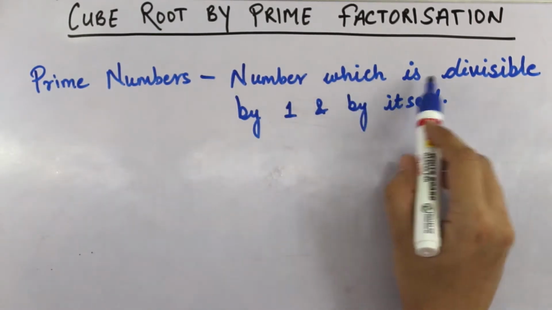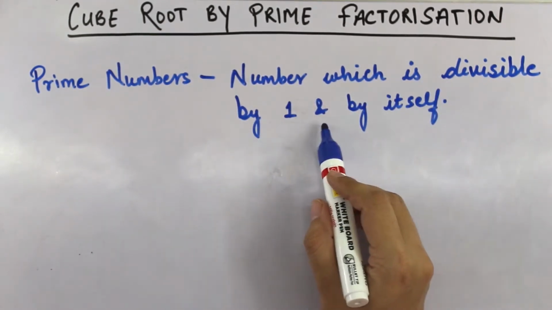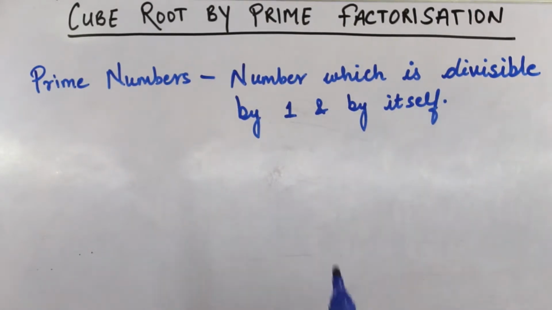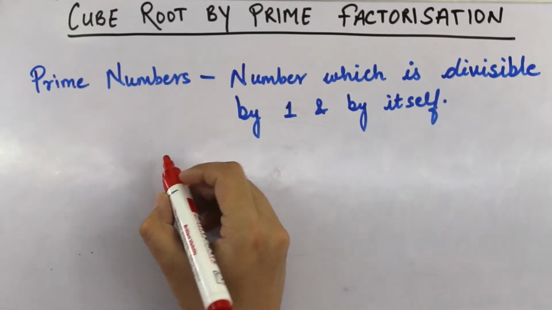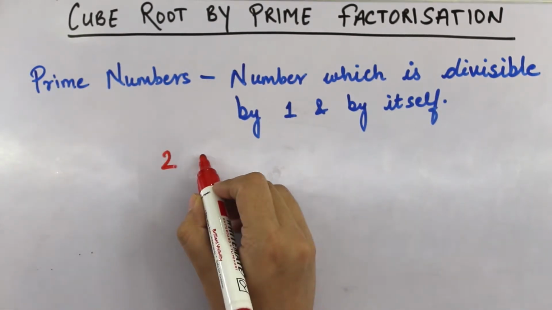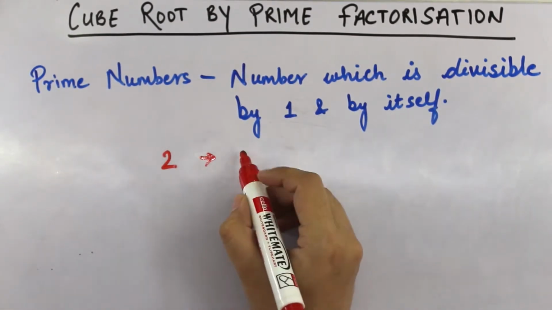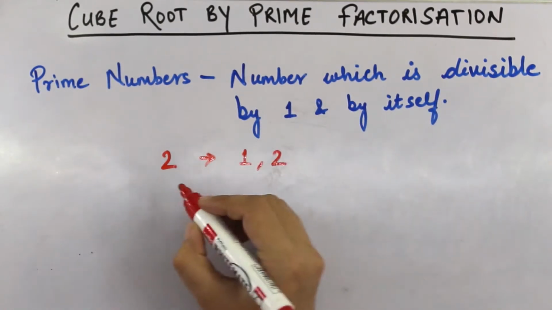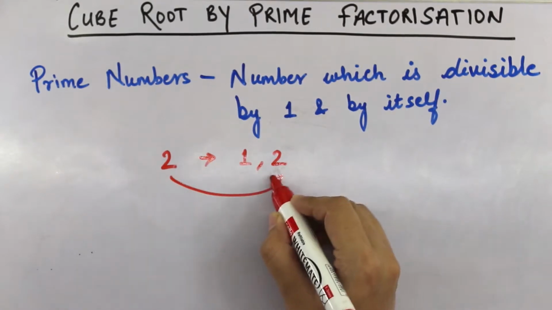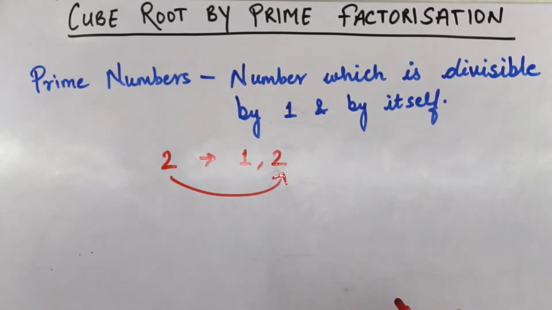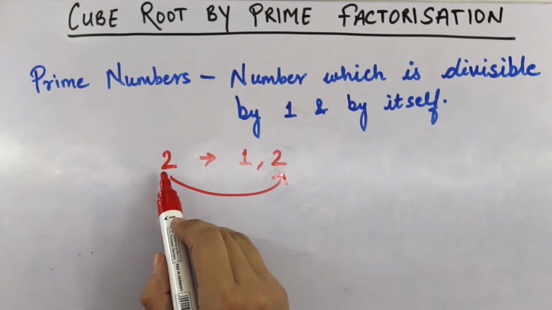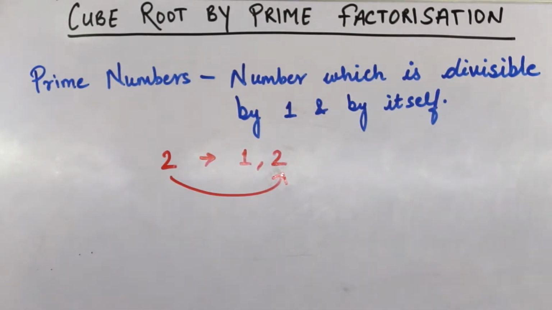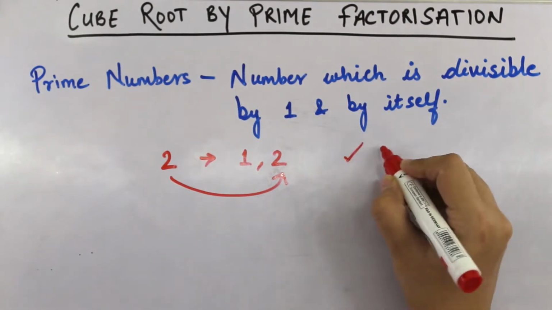A number which is divisible by 1 and by itself is known as a prime number. For example, if I take number 2. Now 2 is divisible by 1 and it is also divisible by itself. There is no other number that can divide 2. So we say that 2 is a prime number.